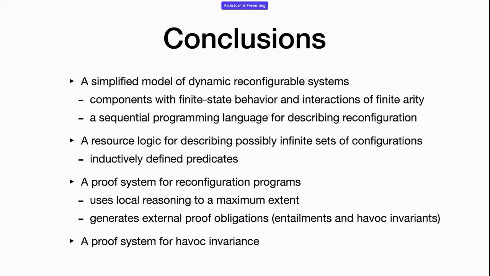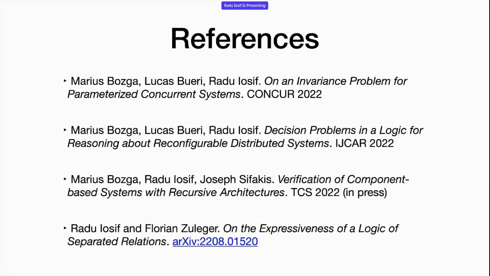In conclusion, I have presented a simplified model for dynamic reconfigurable systems, a logic based on separation logic that describes infinite sets of configurations, and two proof systems, one for reconfiguration programs and one inductive system for proving Havoc invariance. And let me conclude with a few references of work regarding the automatic proof generation that has been done since the paper was written.